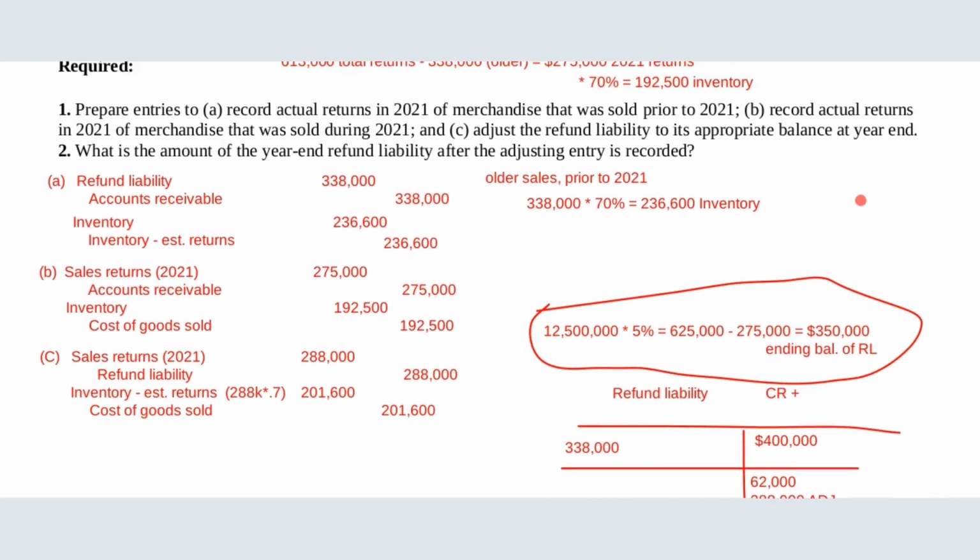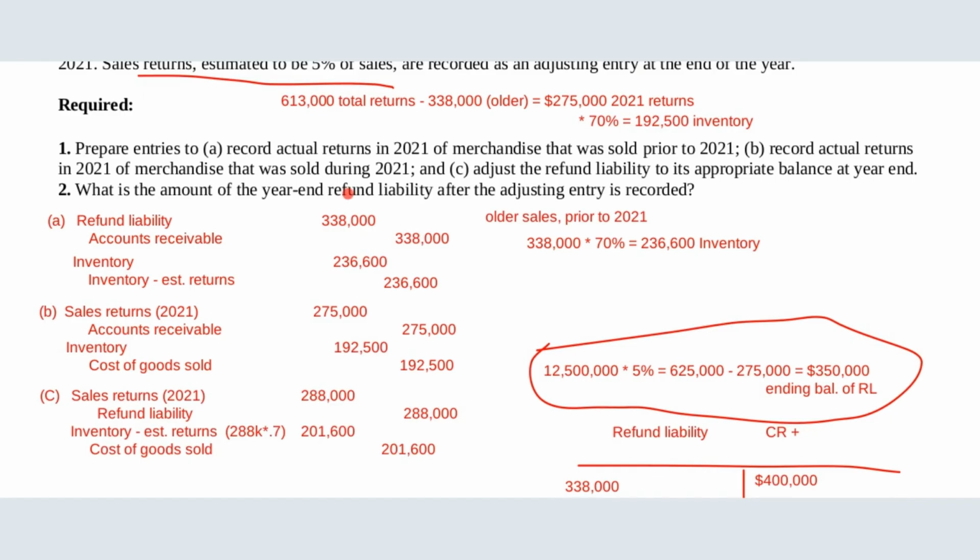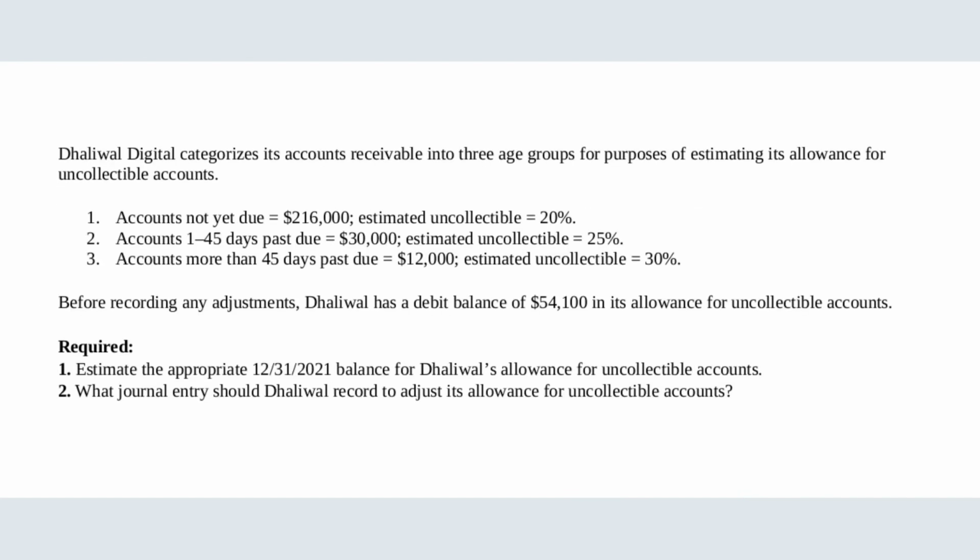This is similar to the allowance for doubtful accounts, except that in addition to that, we also have to take into consideration the inventory that's been returned. Okay, so I think it's a bit more difficult than the allowance for doubtful accounts.